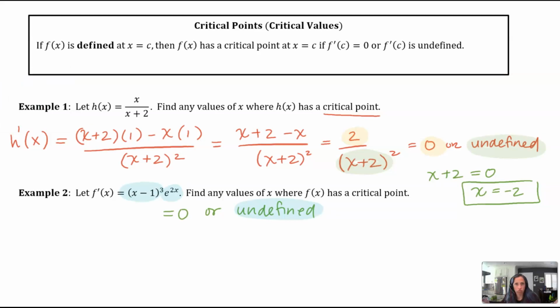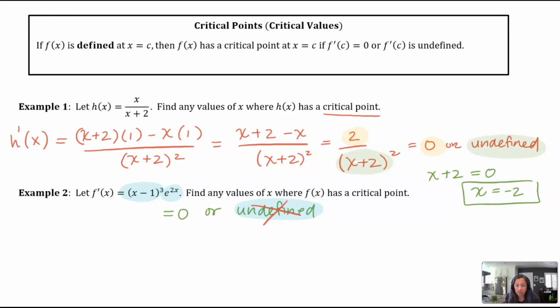Cubics have a domain of all real numbers, right? Nothing is going to cause me trouble to subtract 1 and cube. That's fine. And exponentials also have a domain of all real numbers. So when we multiply these two together, we have this product of functions. Our domain remains all real numbers. So we don't have to worry about the undefined situation here. This will never happen. But we do need to say, when is this equal to 0?